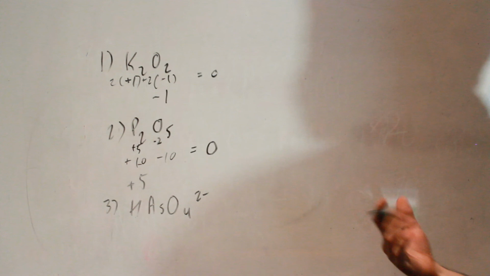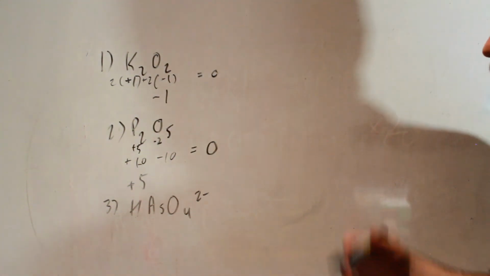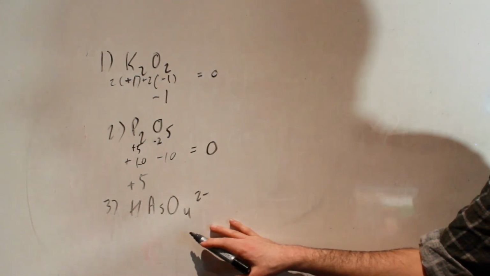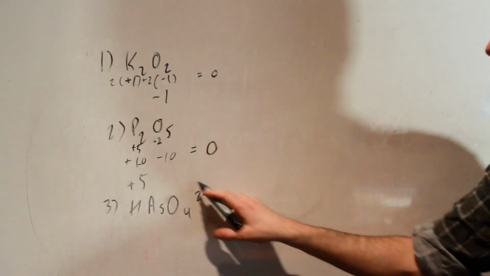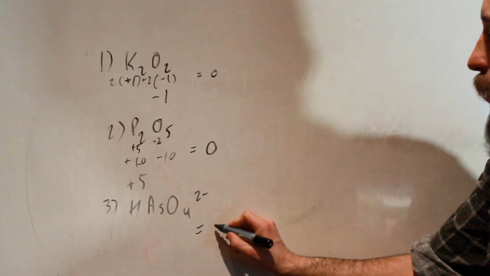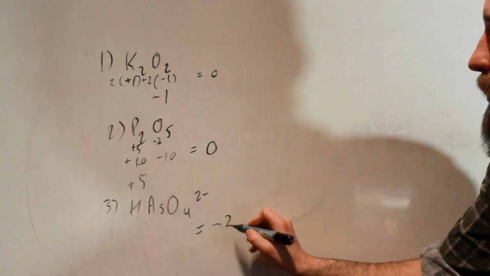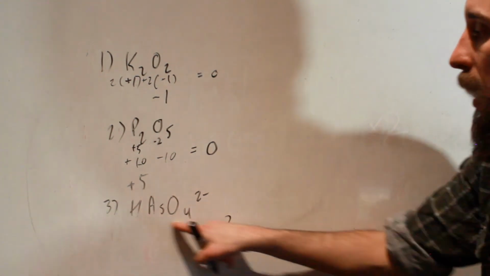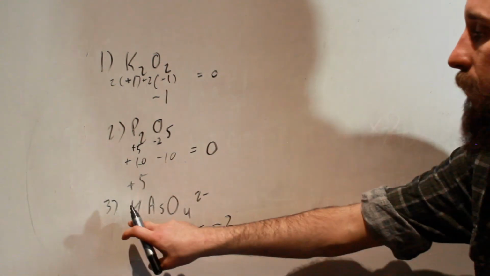HAsO4 2-. This is a little bit of a different situation. This time, I don't have a neutral compound. I've got a charged compound. So that means when I add up all the oxidation states, it's going to give me the same as the charge. This all has to equal -2. I've got an oxygen, I've got a hydrogen.